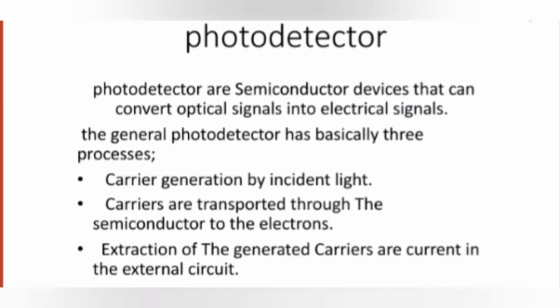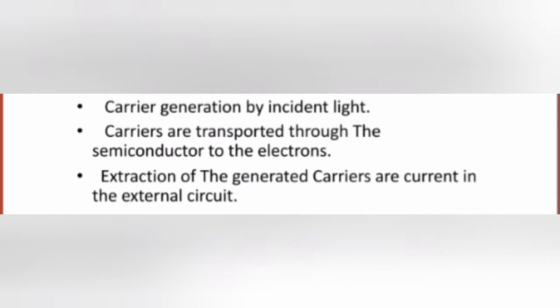Such devices are called semiconductor devices, and they are also known as photodetectors, light detectors, or photosensors. The photodetector has three general processes. The first process is that incident light on the semiconductor generates carriers. That is, when the light or photon falls on the semiconductor device or PN junction, it generates the carriers. So you may be thinking about how carriers are generated.